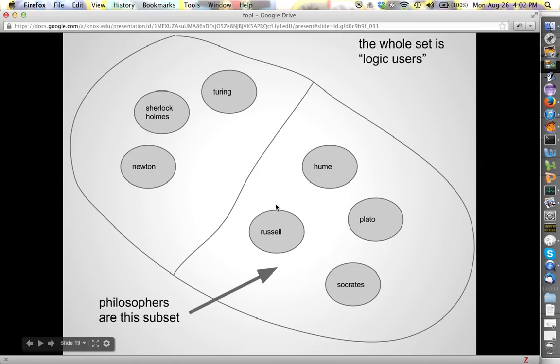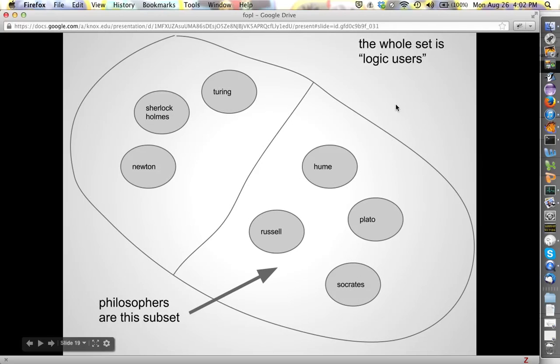And so just a visual idea of this. If this is our set, philosophers are this subset. So these are all the philosophers. And then the whole bean-shaped thing here, the whole set of these, are the logic users. So you can see there's people up here that use logic, like Sherlock Holmes and Isaac Newton and Alan Turing. They're not philosophers, but all the philosophers in here use logic because all philosophers use logic. And since Socrates is a philosopher, we conclude, therefore, he also uses logic.